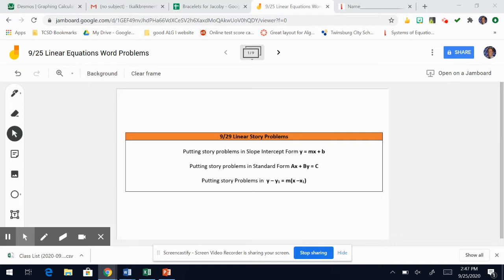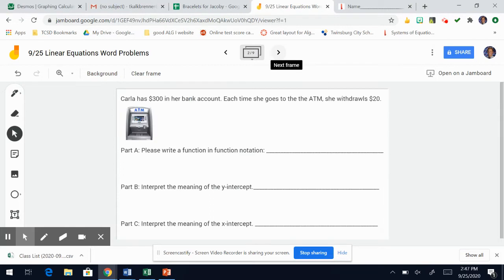Story problems that are in standard form, where the ax and the by, the x term and the y term, are on the left, and they're set equal to a value, which is the constant, and then potentially putting it into slope or point slope formula, which is y minus y1 equals m times x minus x1. All right, so on our way we go.